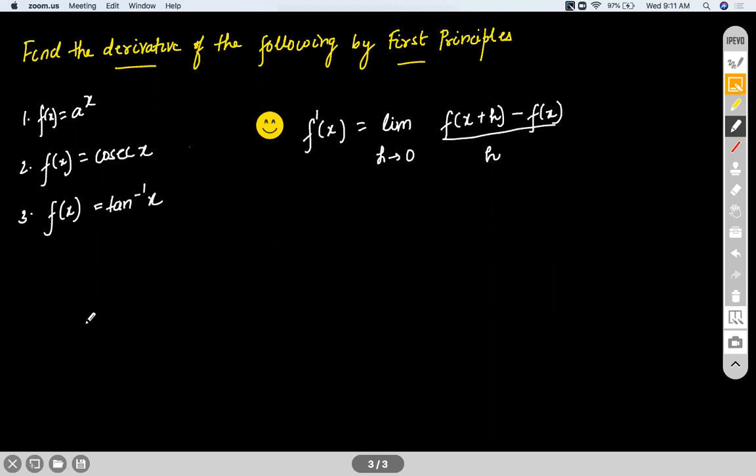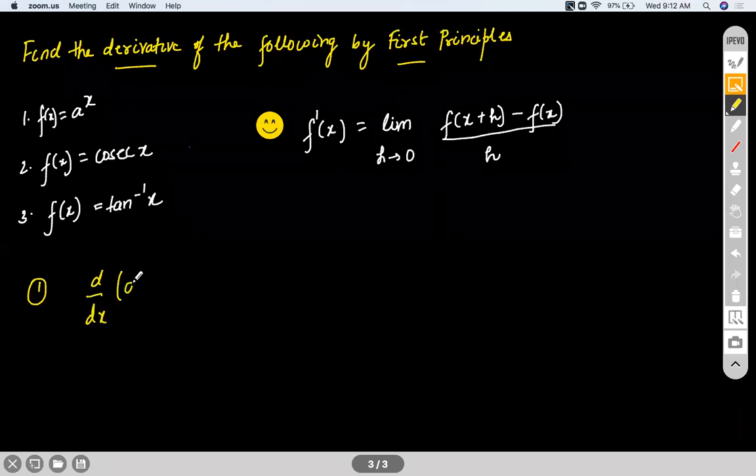Yes, sir. Done. Just a doubt, sir. If you do this operation, limit h tending to 0 of (a to the power h minus 1) by h, it's ln a, right? Correct. So according to the first principle, I got it, sir.